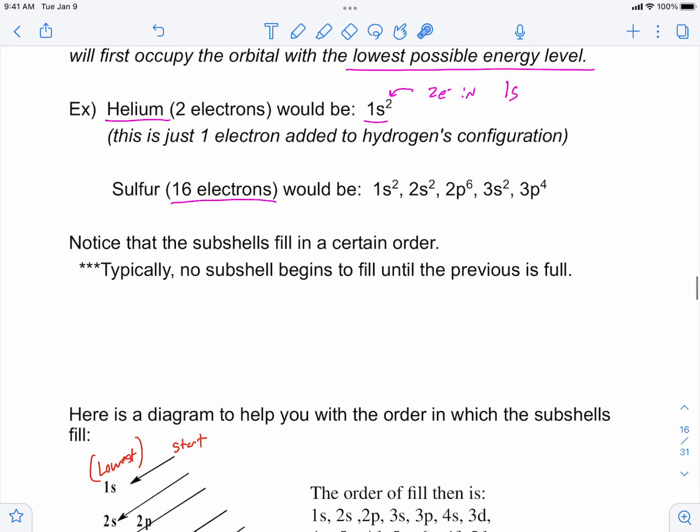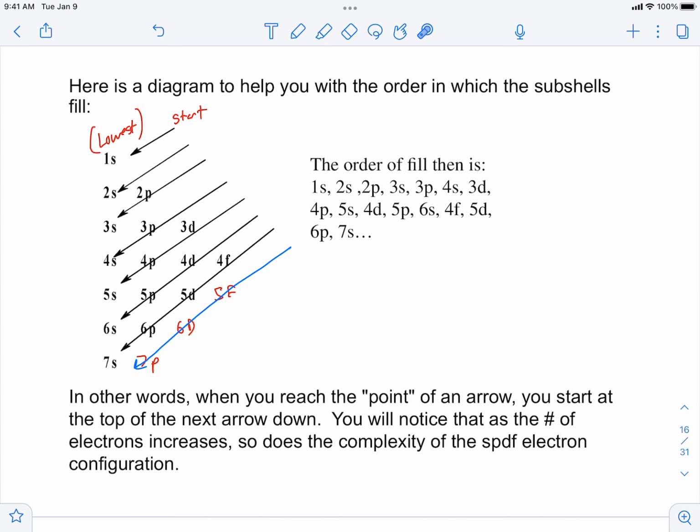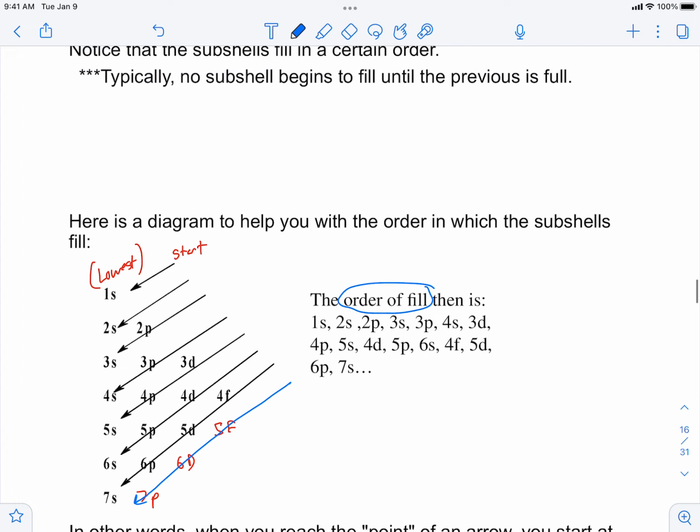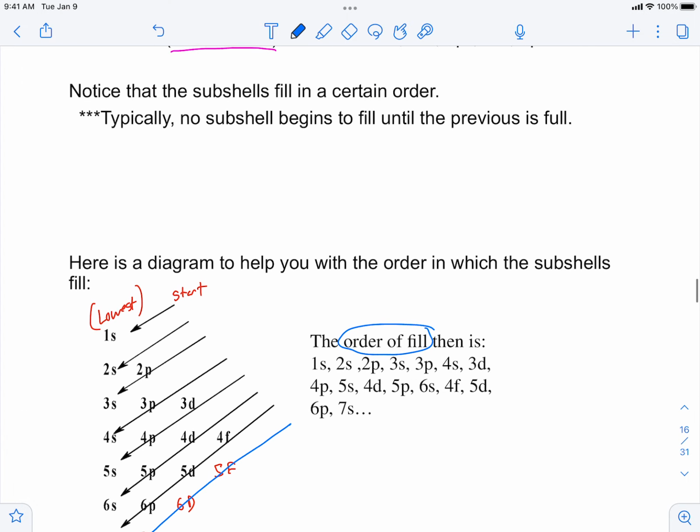This is the same thing as this. When you read the periodic table left to right, it is the same thing as reading this diagram with the arrows. This is what we call order of fill, and it's very important you follow it. It's pretty much the only way to get these right. So, what does that even mean? How do you even follow this?